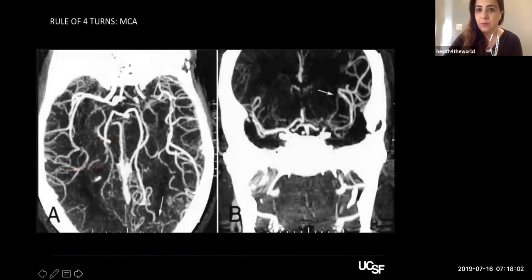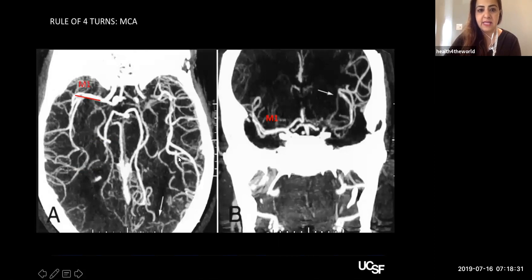So when I work with my residents, the most common question is, how do I know what is M1, M2, M3, and M4? And it becomes important if you have a neurointerventionalist at your hospital, because they will always ask you which segment of the middle cerebral artery has a clot. So this is what I tell them. This is the MCA, the first segment is the M1. This is the horizontal region.